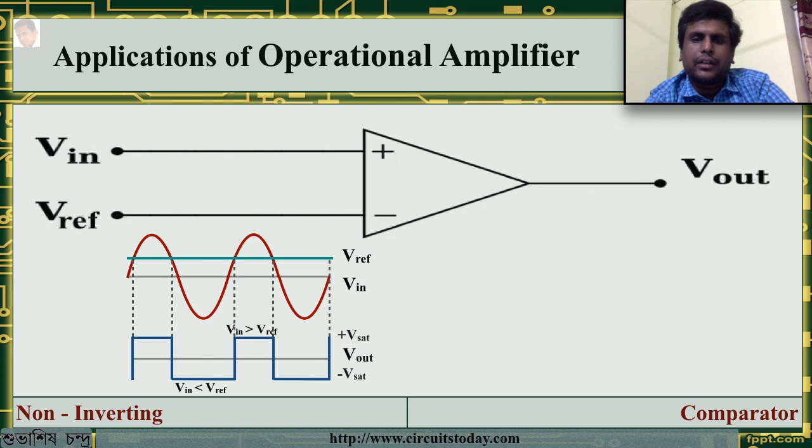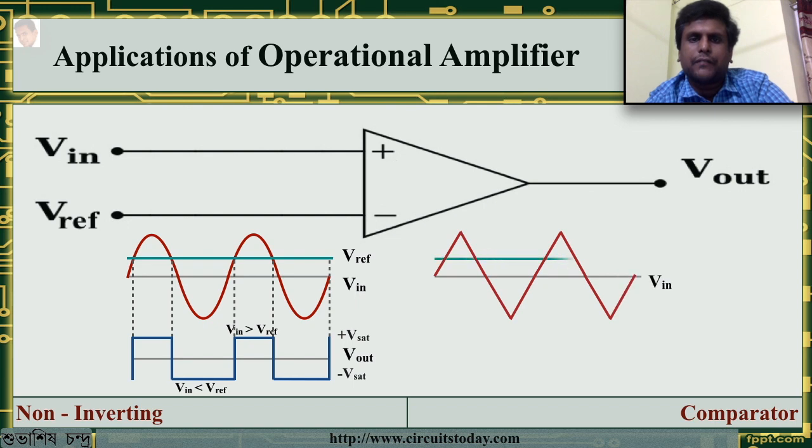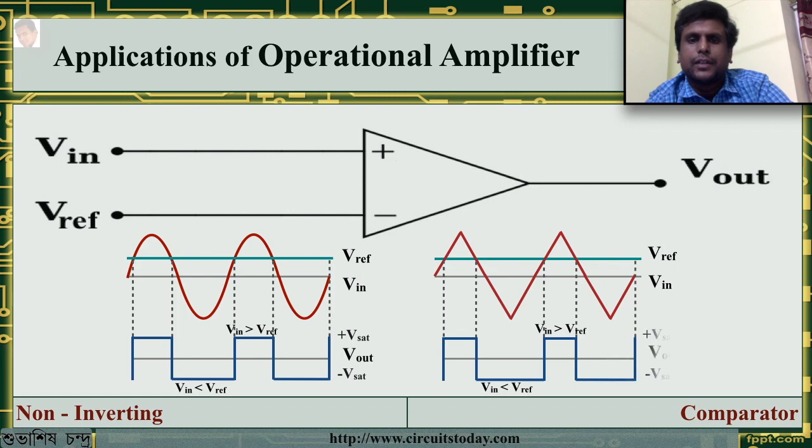The comparator can also be called a voltage level detector, as for a fixed value of V reference, the voltage level of V input can be detected. We have seen one example with the sine wave. Let us see how it behaves with the triangular wave. That is the input wave, and this is the reference wave, and this is the output wave. As you can see, the output again changes between a positive saturation and a negative saturation.